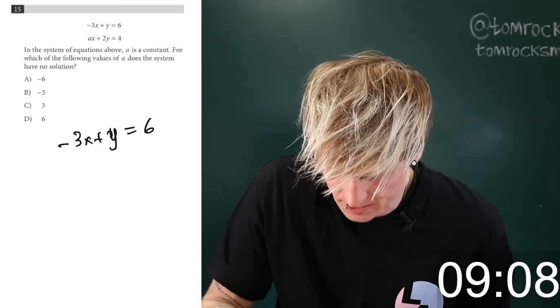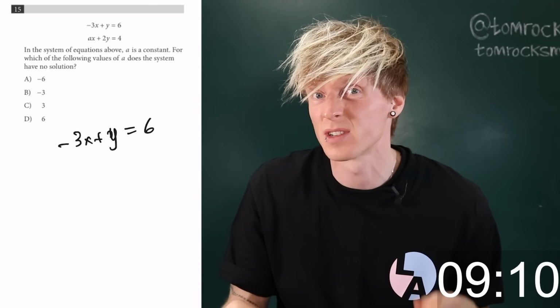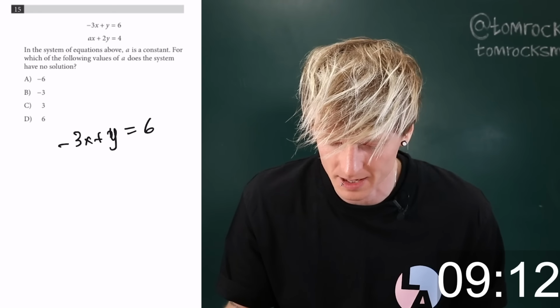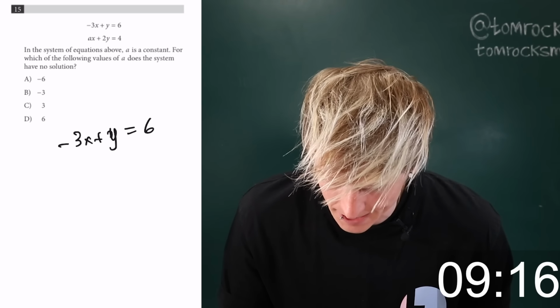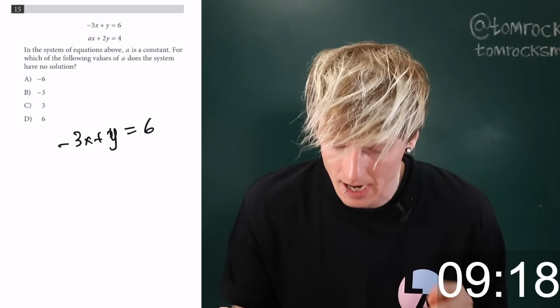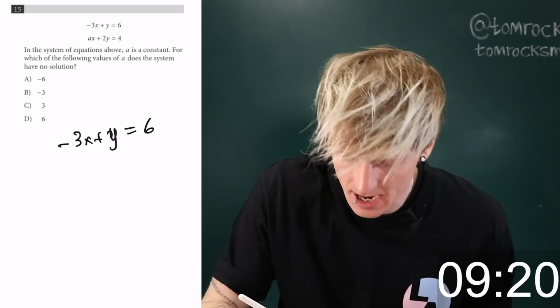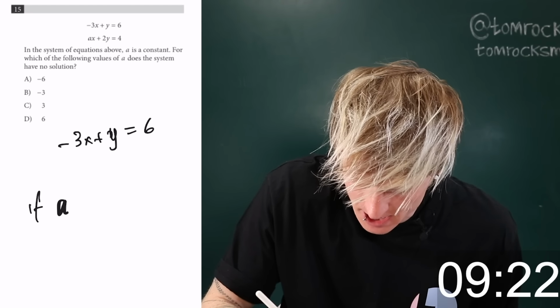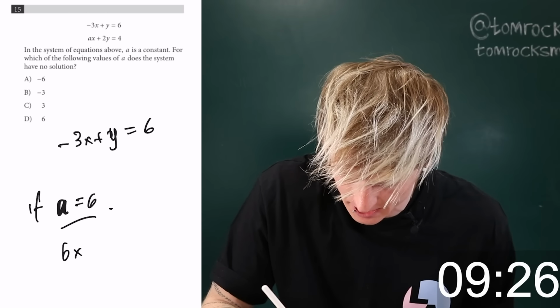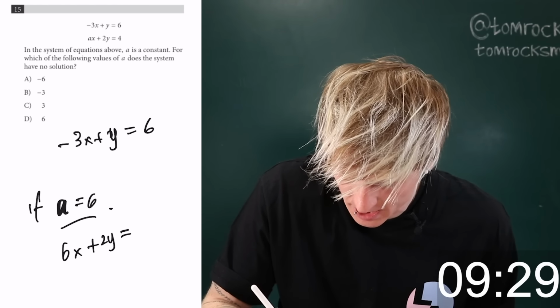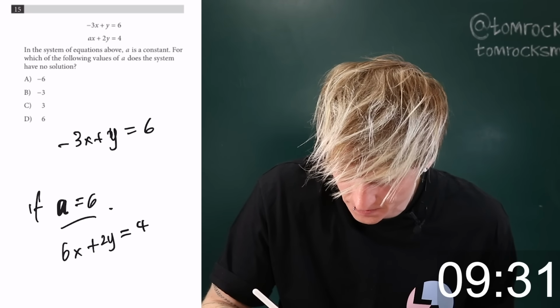Okay, how else can we think about this? I could do EROs and figure out different things, but that seems like a bit of overkill. So if a is 6, then what we have would be 6x plus 2y equals 4.